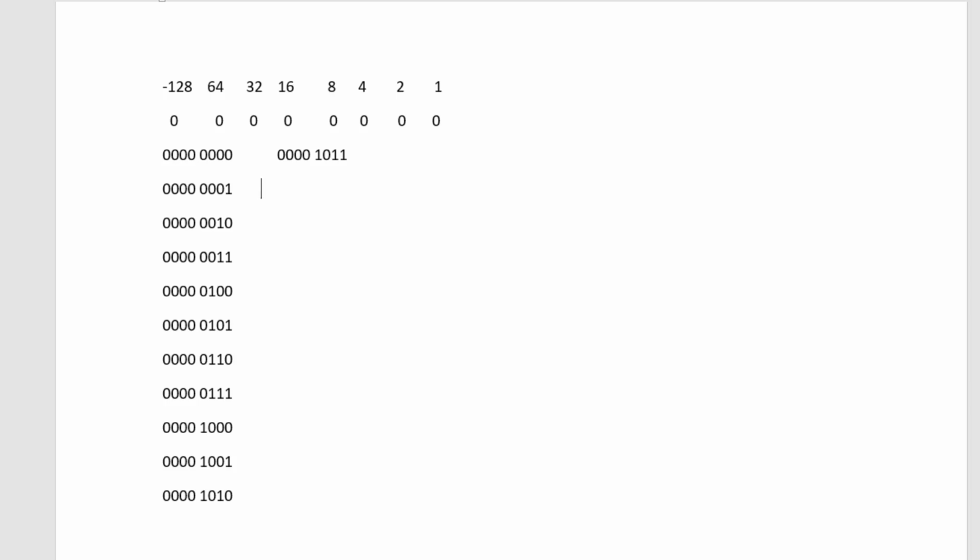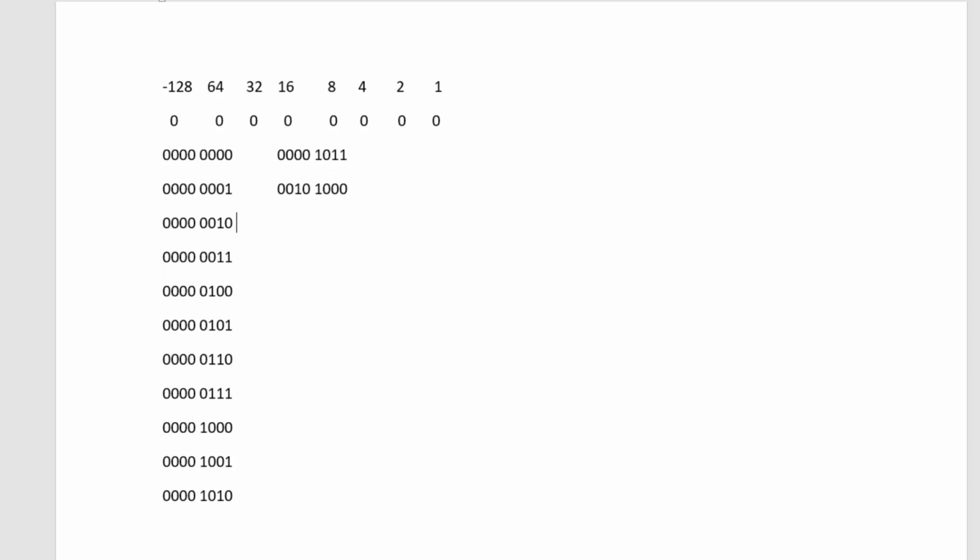40 would literally just be, we turn on 0. We don't want a negative. This is a positive number. We do not want the 64, but we do want the 32. So we turn on the 32. We turn off the 16. We turn on the 8. We turn everything else off, and that is 40, just like that, right?